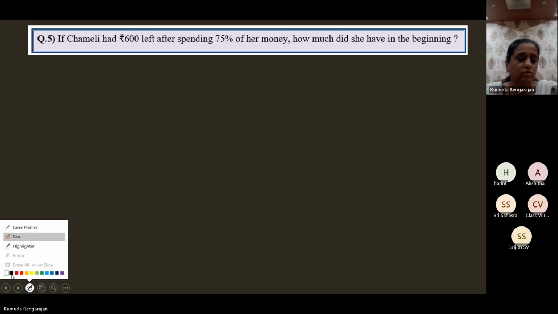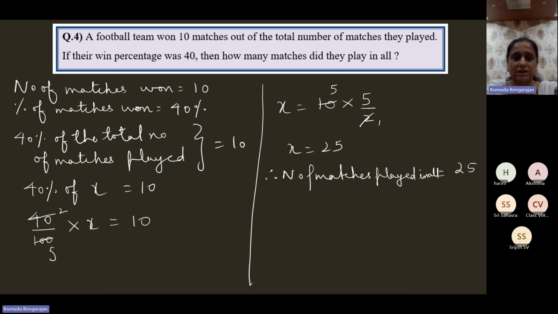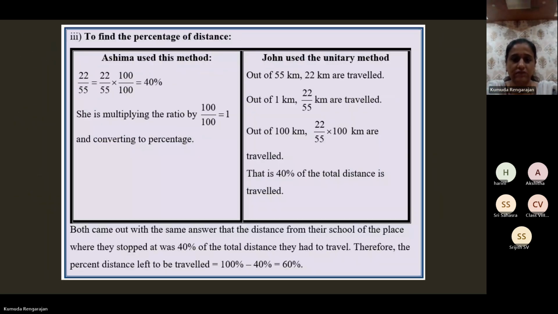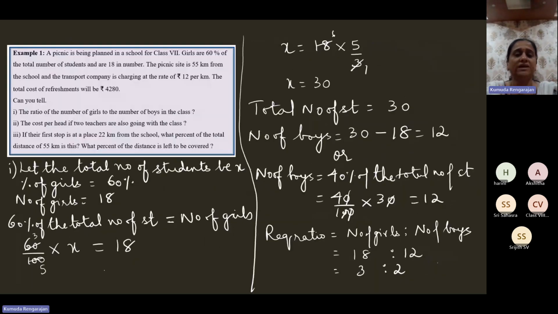So in all the situations, we are having one main thing and two parts of it. We'll just check that from the beginning. Like in example one, the class is the whole thing, and there we have two parts: number of girls, number of boys. Both put together makes the total number of students in the class.